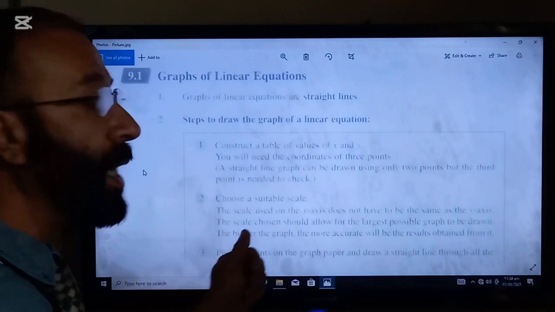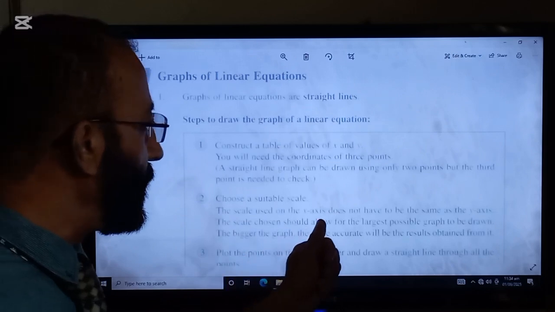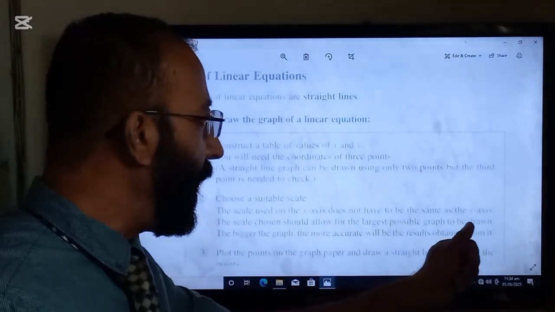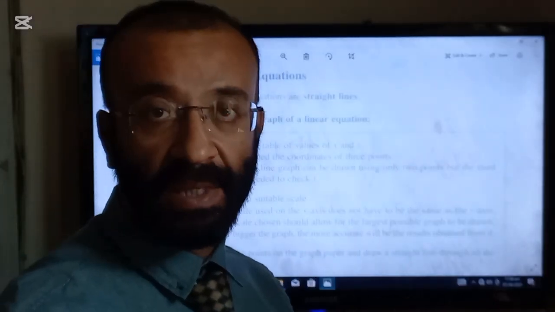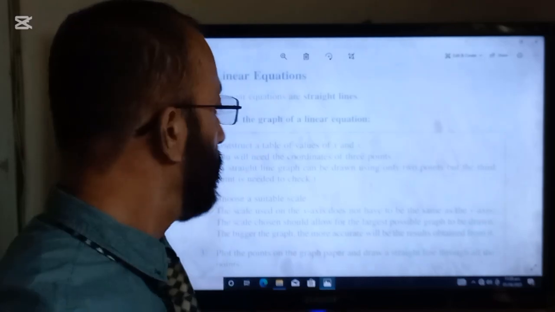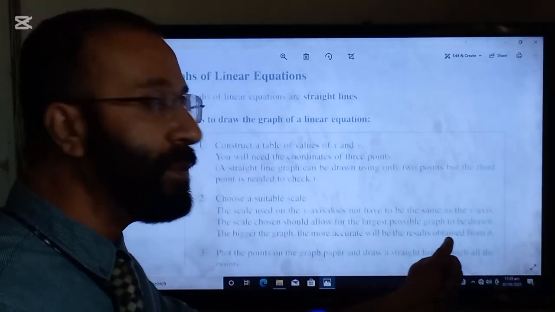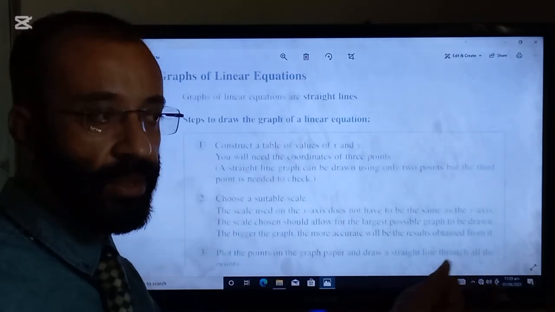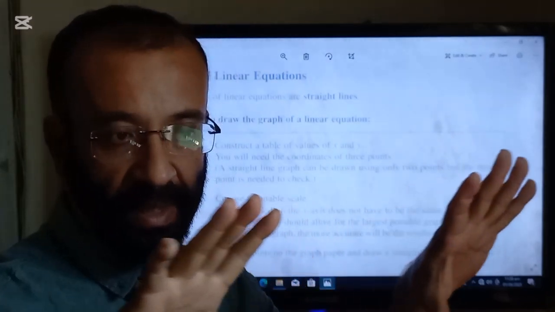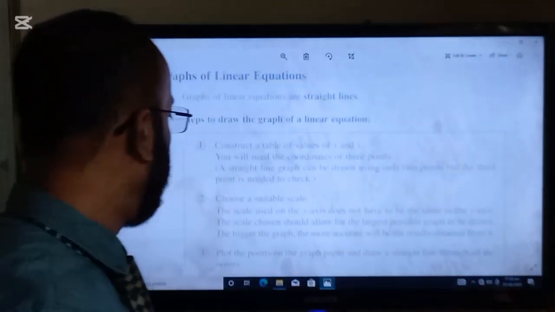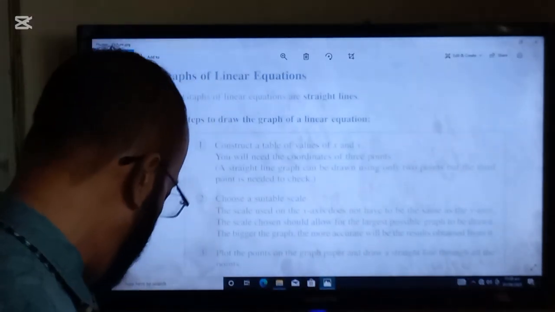Second point, choose a suitable scale. The scale used on the x-axis does not have to be the same as the y-axis. So scale may be same and may not be same as well, depending on the conditions. The scale chosen should allow for the largest possible graph to be drawn. So whatever the size of the paper you have, make the graph on the whole paper. The bigger the graph, the more accurate will be the results obtained from it.